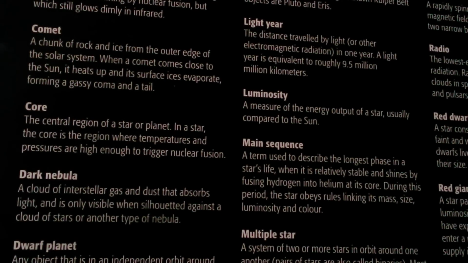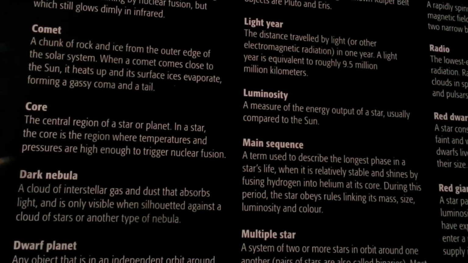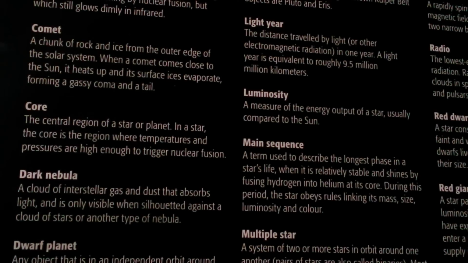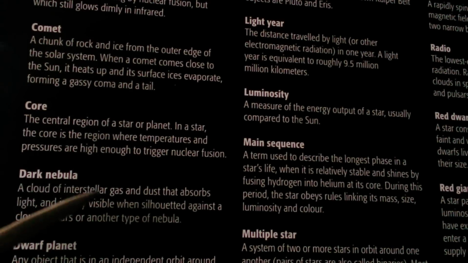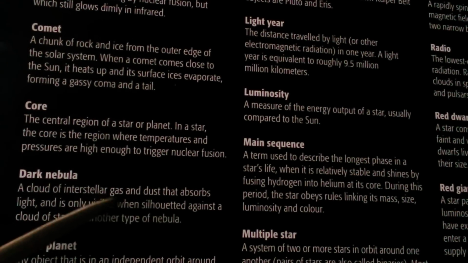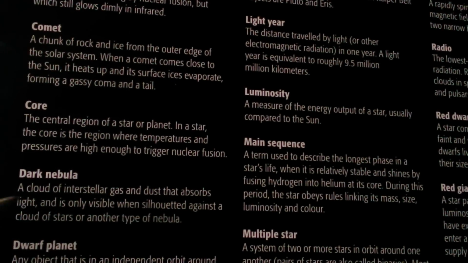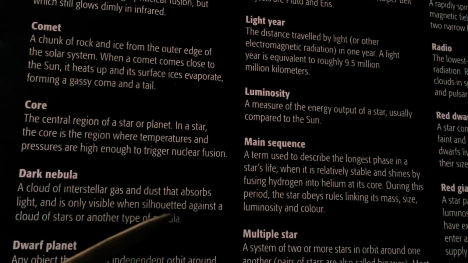Okay, now to another important definition, the definition of a dark nebula. A dark nebula is a cloud of interstellar gas and dust that absorbs light and is only visible when silhouetted against a cloud of stars or another type of nebula. So a dark nebula is gas and dust, which is matter, that absorbs light and is only visible when silhouetted.